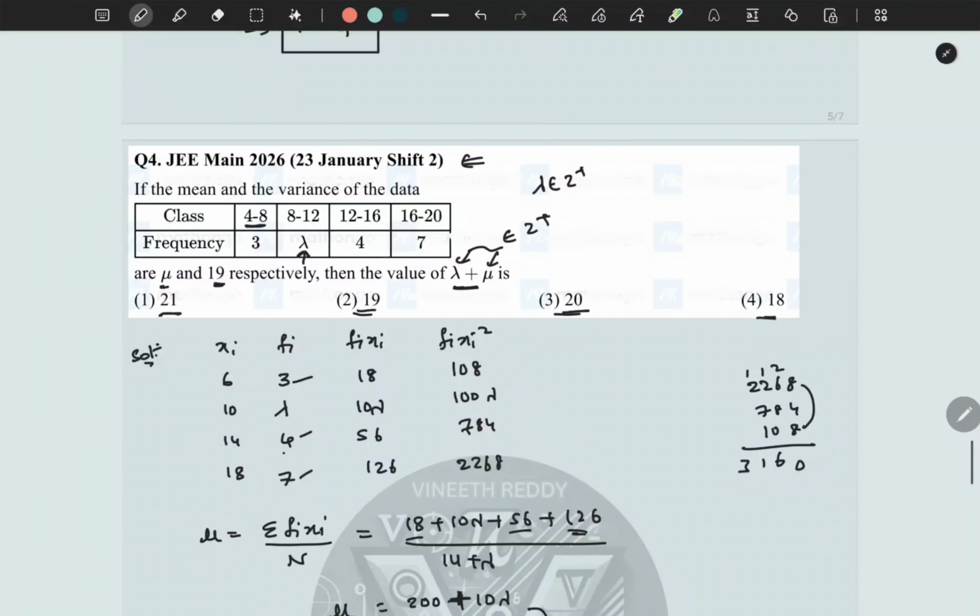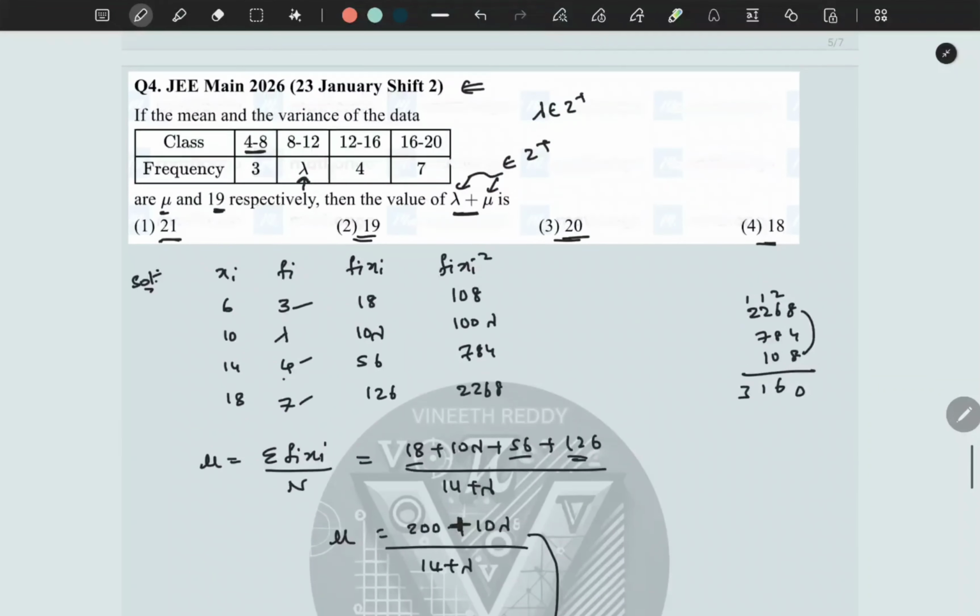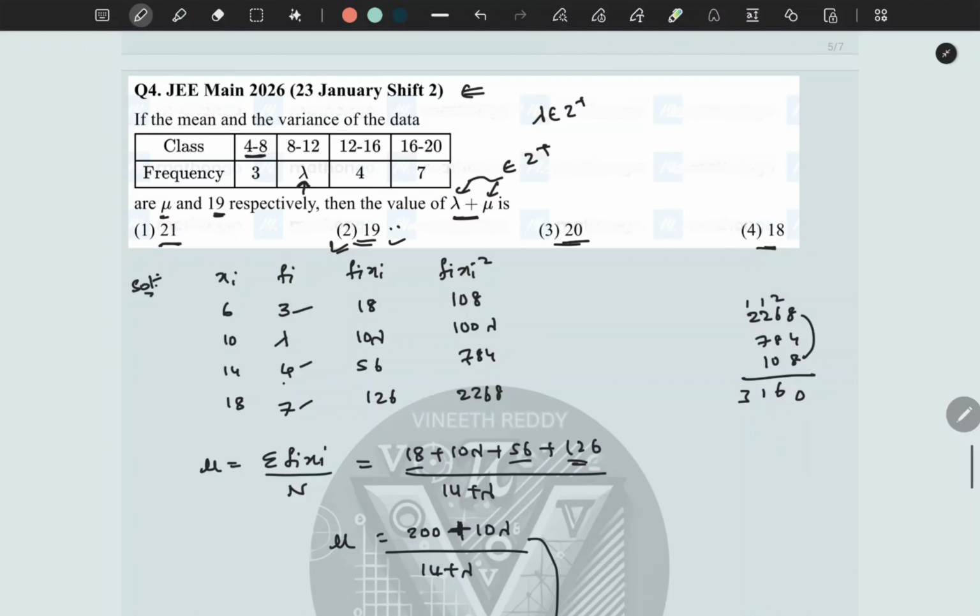So lambda plus mu should be 13 plus 6, which is 19. 19 should be the answer, dear students. That means option 2 is correct.